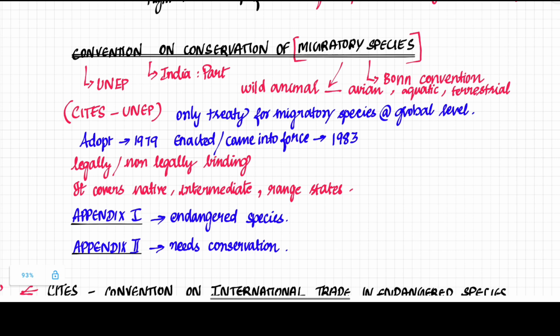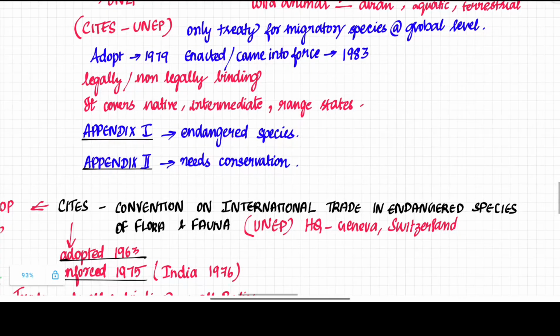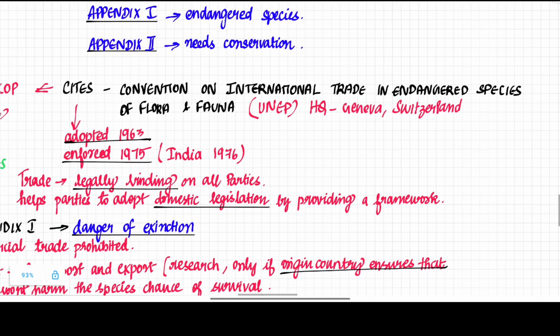CITES also belongs to UNEP. The Convention on Migratory Species is the only treaty for migratory species at the global level. It was adopted in 1979 and came into force in 1983, right? It comprises legally binding and non-legally binding conventions. It covers range states, including native and intermediate states. Appendix 1 and Appendix 2. But for CITES, we have 3 appendices.